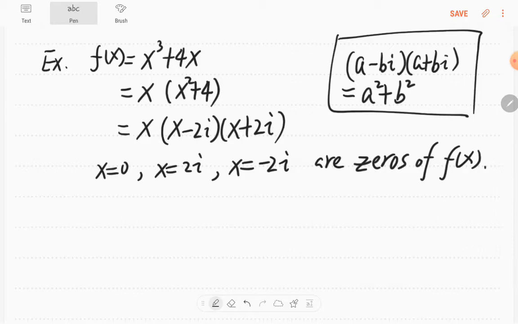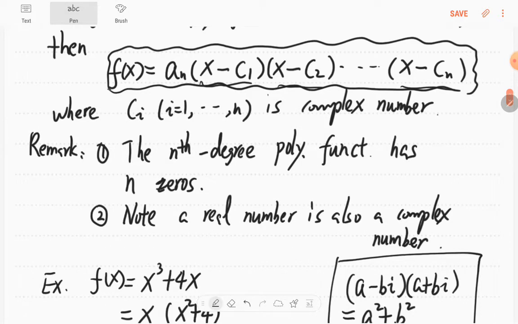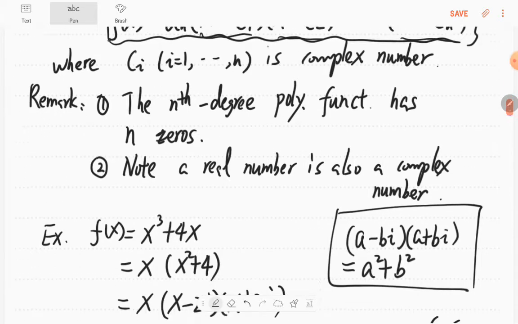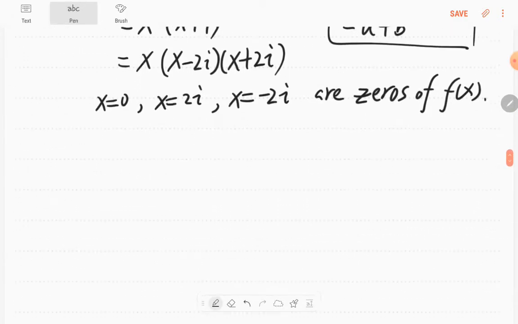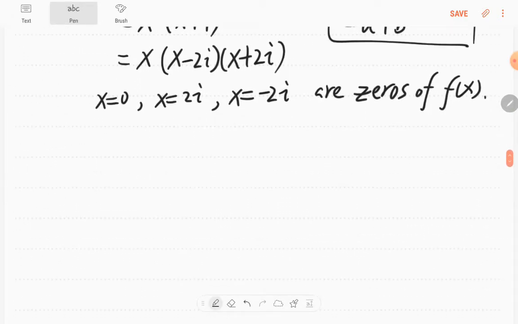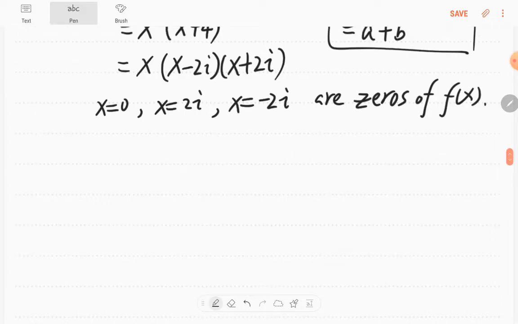Now, this theorem didn't tell you how to find c1, c2, up to cn. So now I want to introduce some ways to find these zeros. The first thing is we want to find the rational zeros, using the rational zero test.